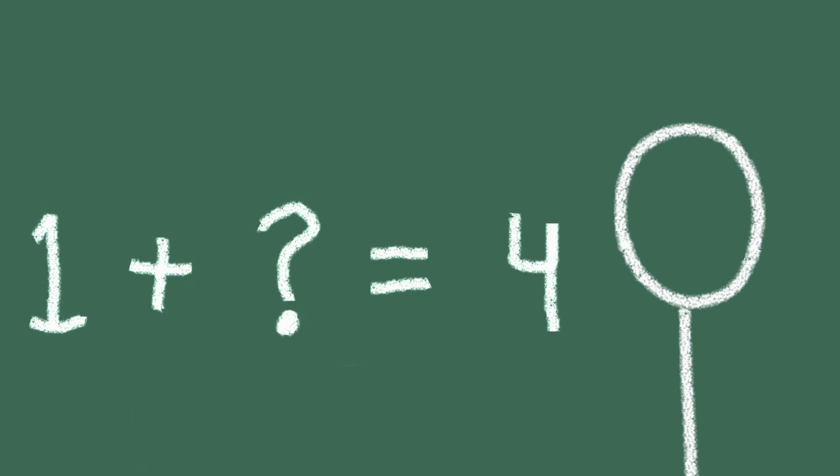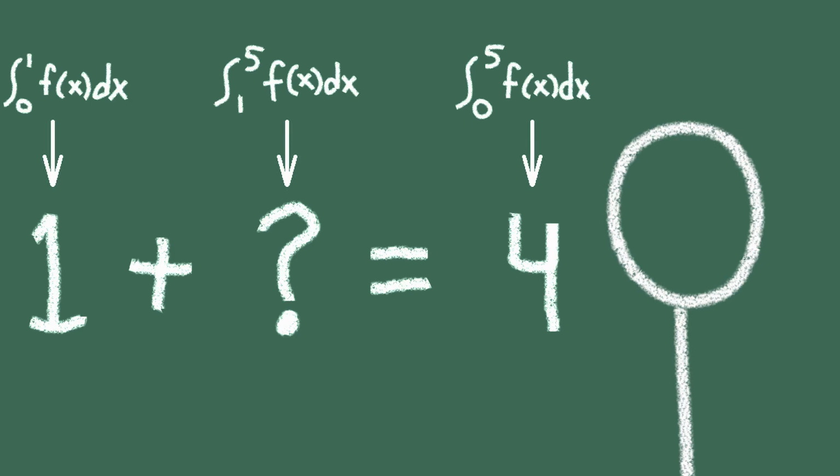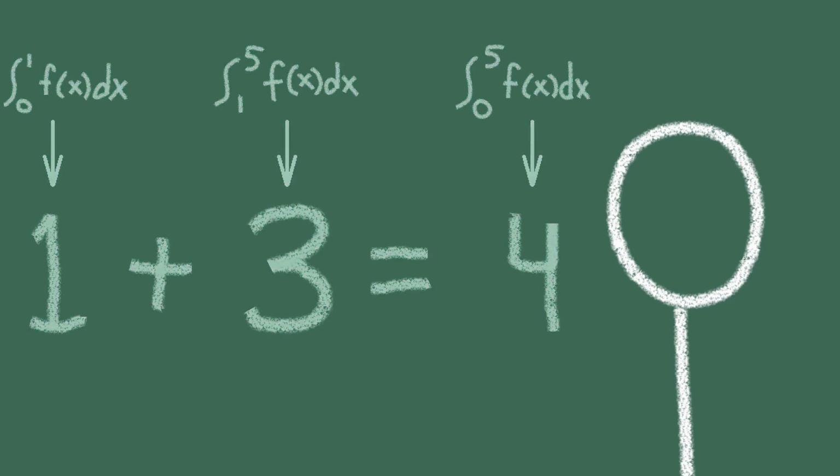You see, the integral from 0 to 1 of f of x dx is the number 1. And the integral from 1 to 5 of f of x dx is our missing number. Finally, the integral from 0 to 5 of f of x dx is the collection of both numbers, which add up to 4. So of course the value of the integral from 1 to 5 of f of x dx is equal to 3. Let's try one more.